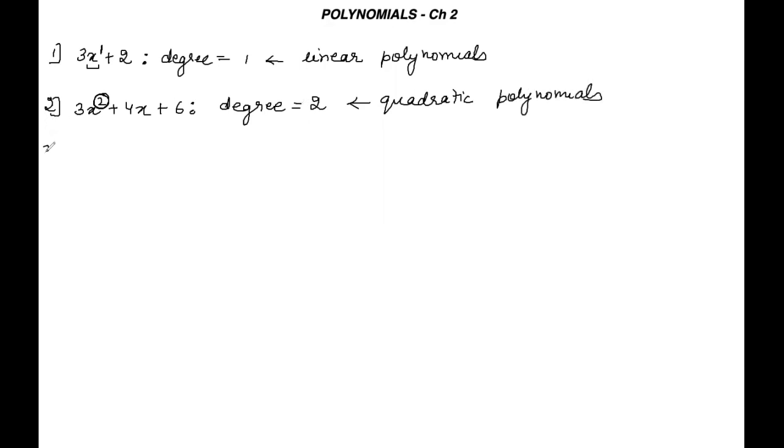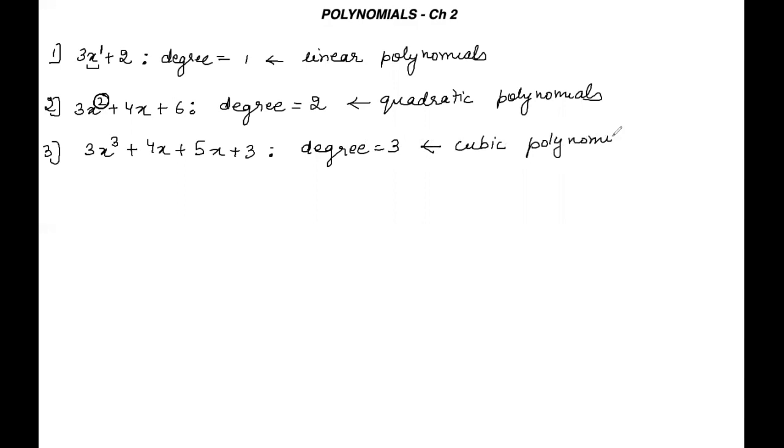Similarly, if the expression has the degree equal to 3, what can we say for this? Here the degree is equal to 3. Fine. So we will say that this is a cubic polynomial. So this was the basic about the polynomial. Now the next topic we will learn about is the zeros of a polynomial.